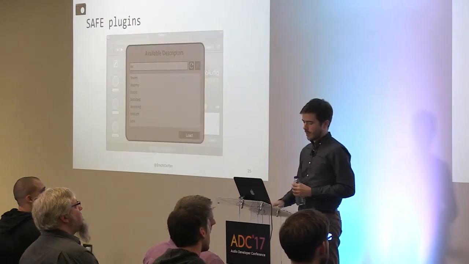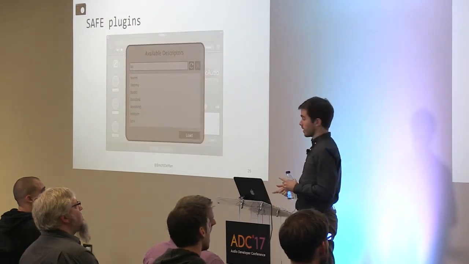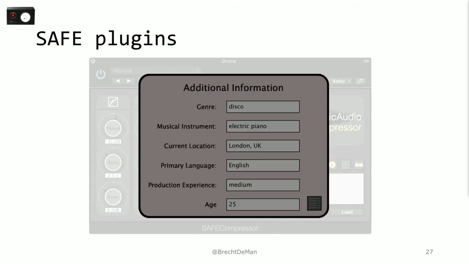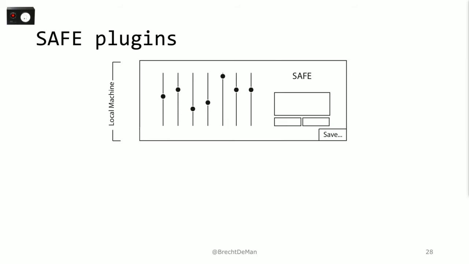And then afterwards, somebody can come along and say, I want to make something boomy, if that's something you'd ever want. So you type BO, and then some descriptors show up. There's also some metadata which you can enter, which is especially interesting for us because we use it to do more in-depth research here. So, a quick overview of the system.